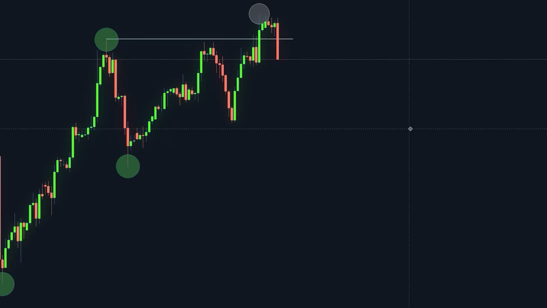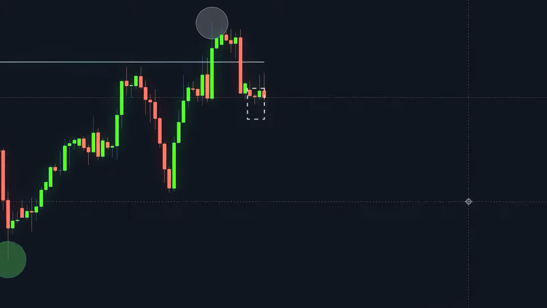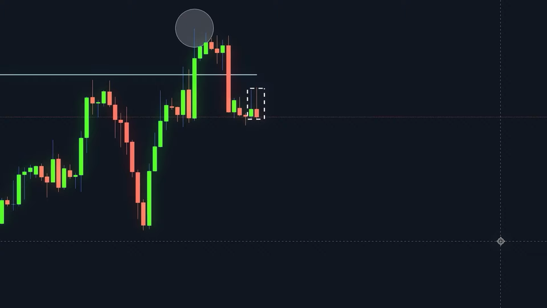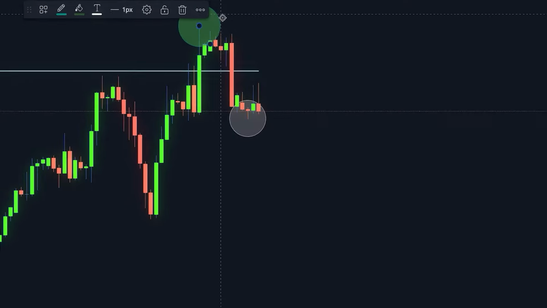Next, we need a low. This candle can be taken as the next possible low since rule 1 and rule 2 are satisfied. These 2 candles are above the previous candle's low, and there are at least 4 candles between the previous high and this point. So let's mark it as a possible low and confirm the previous high.